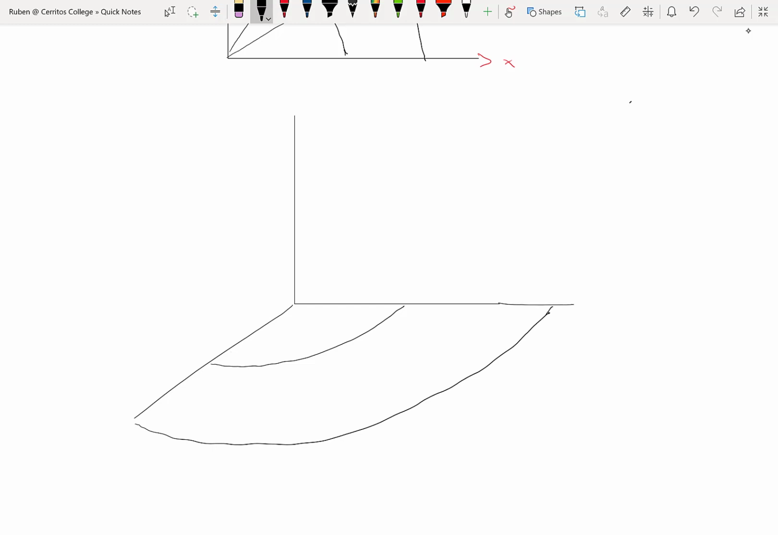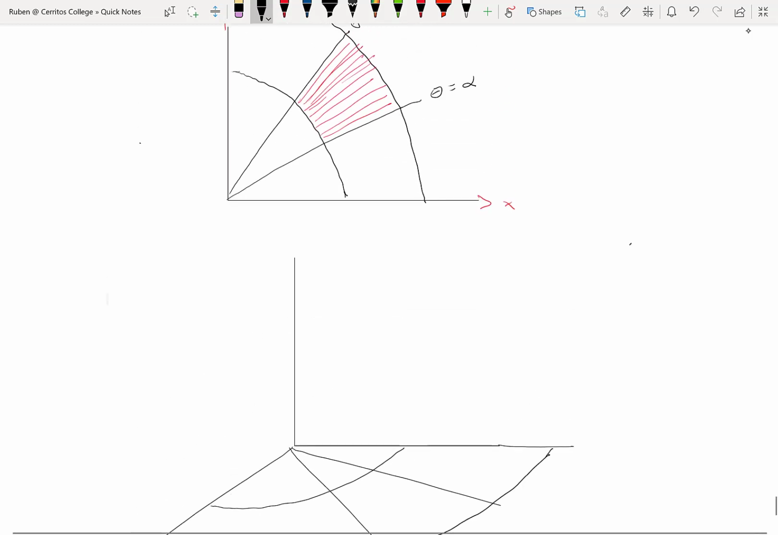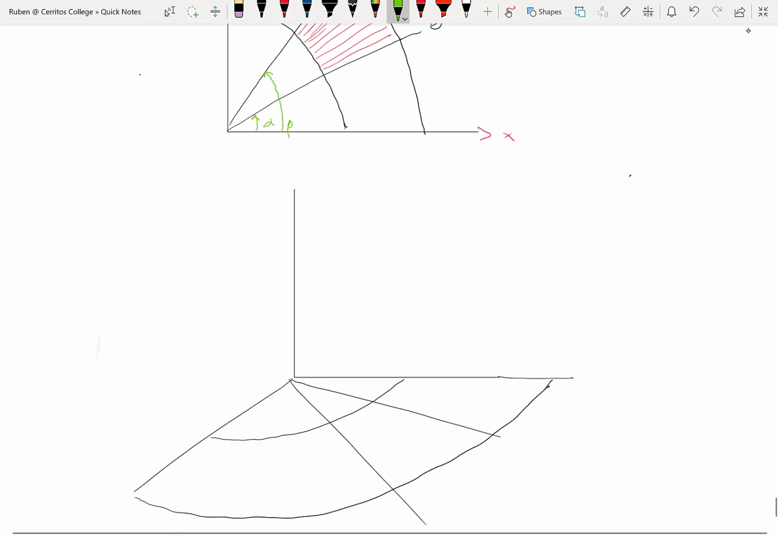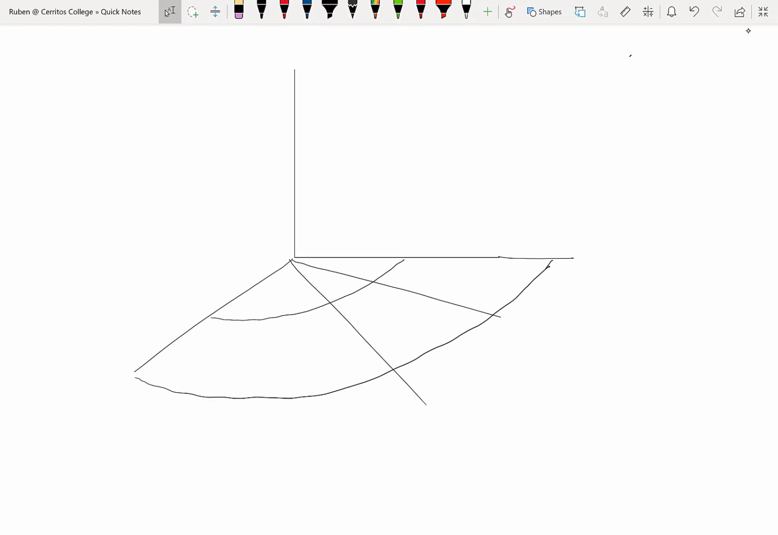Here is theta equals beta. Here's theta equals alpha. Remember the angles alpha and beta are angles of elevation. So alpha just above here is this angle off the positive x-axis, and beta is the second angle there, off the positive x-axis. Okay, so back to our 3D drawing.